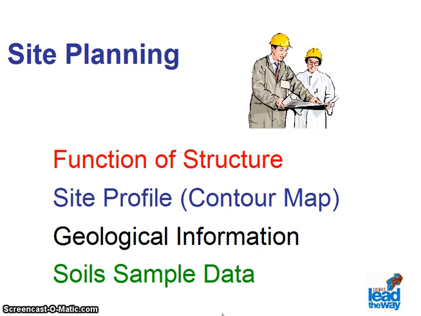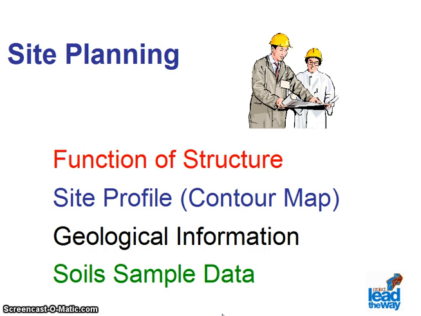Engineers need to know the function of the structure, whether it is to be used for educational, small commercial, or heavy industrial purposes. Each building type will have different building loads due to the building materials selected and the live loads imposed upon the structure. Engineers need a contour map or site profile and a geological survey map for the area. In addition, engineers need soil property information which can only be obtained during testing.